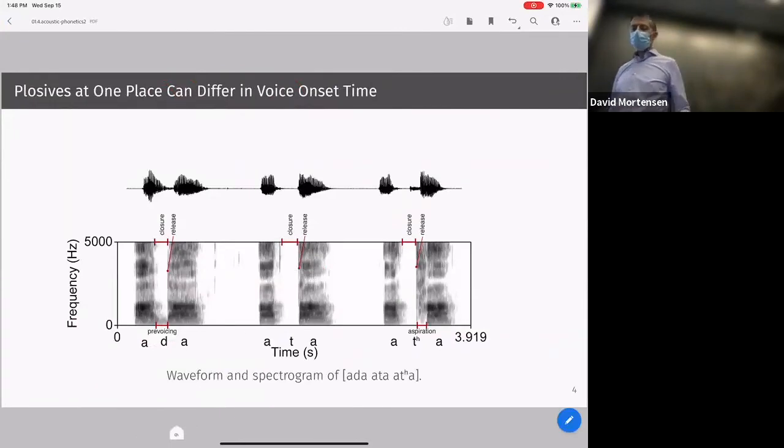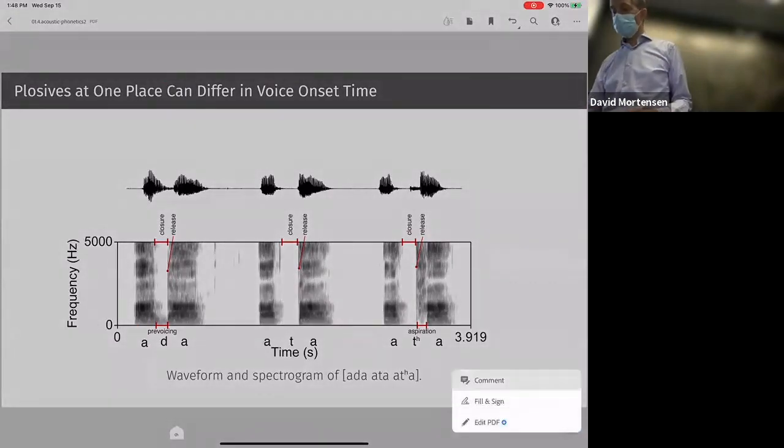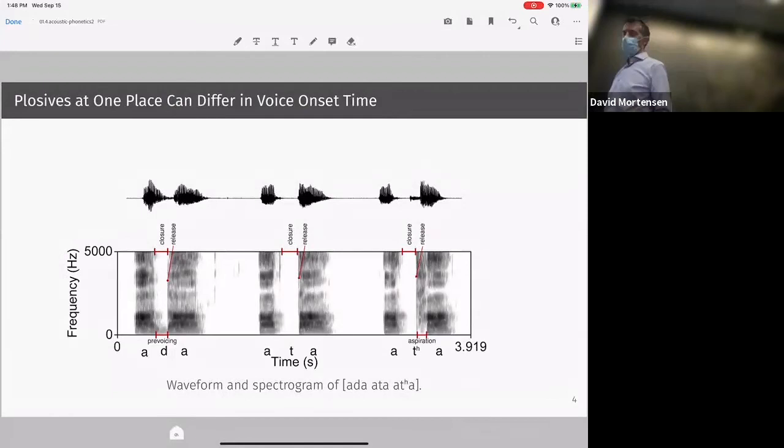Now let's talk about voice onset time. So we've seen one plosive. It was an aspirated plosive, but there are different kinds of plosives. In English, we have a difference between aspirated plosives, unaspirated plosives, and voiced plosives.